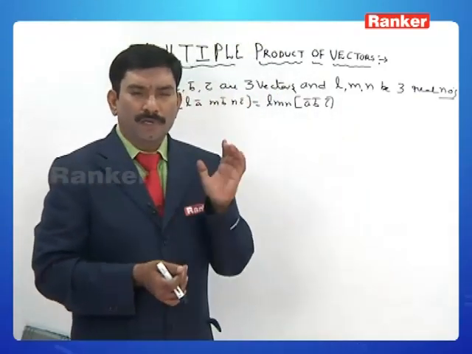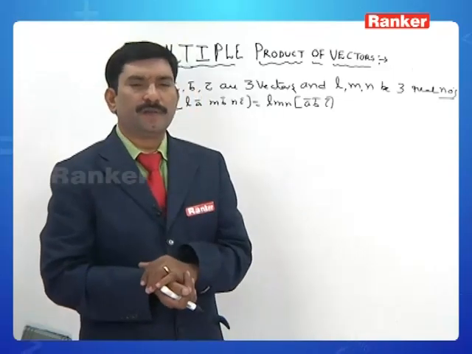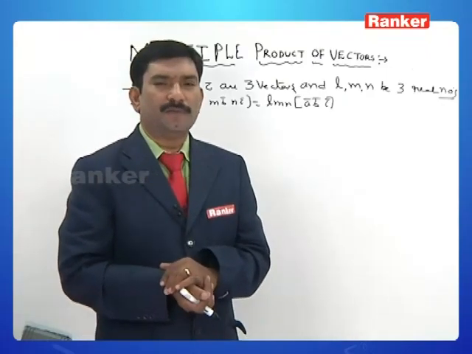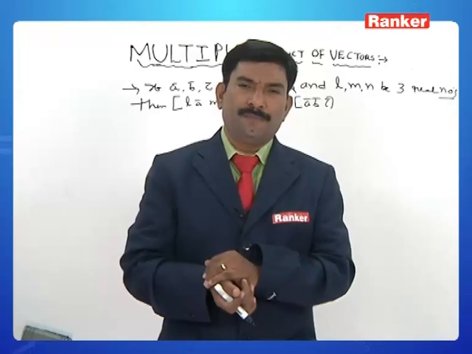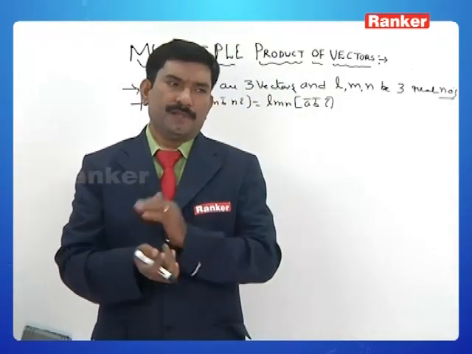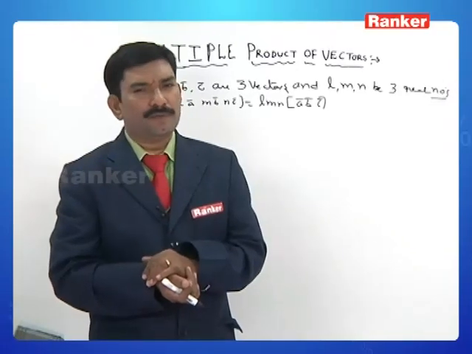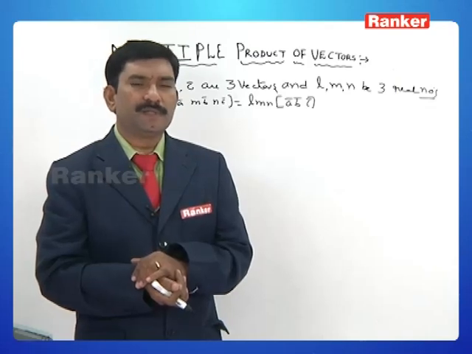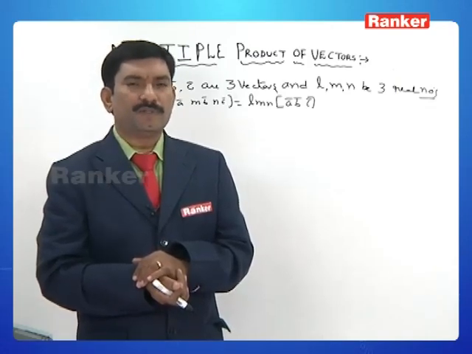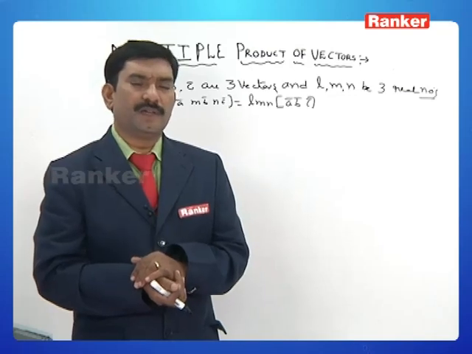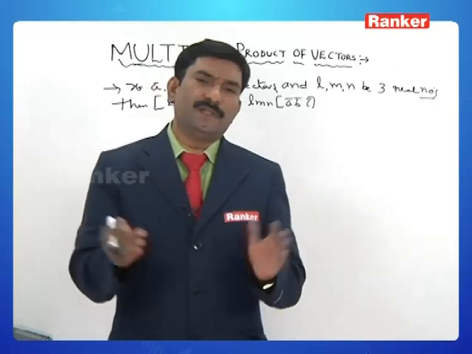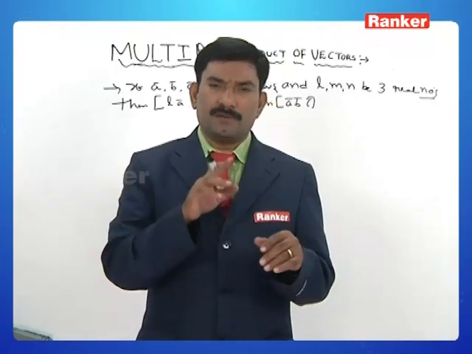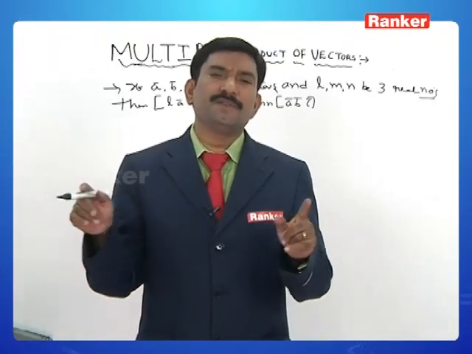How, sir? We will give the supporting proof for this. We are going to express box of ABC as a determinant of components. Namely, if A bar is equal to A1 i plus A2 j plus A3 k, B bar is equal to B1 i plus B2 j plus B3 k, C bar is equal to C1 i plus C2 j plus C3 k, then box of ABC can be expressed as the determinant with first row A1, A2, A3, second row B1, B2, B3, third row C1, C2, C3. Let us see.